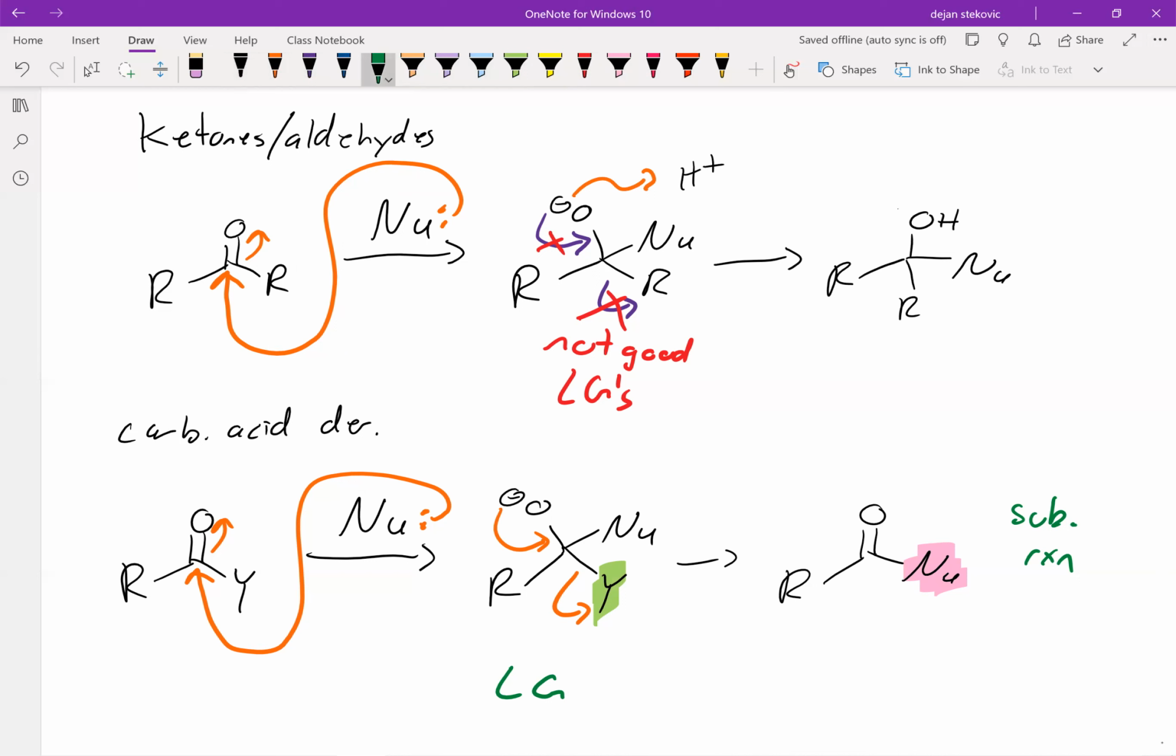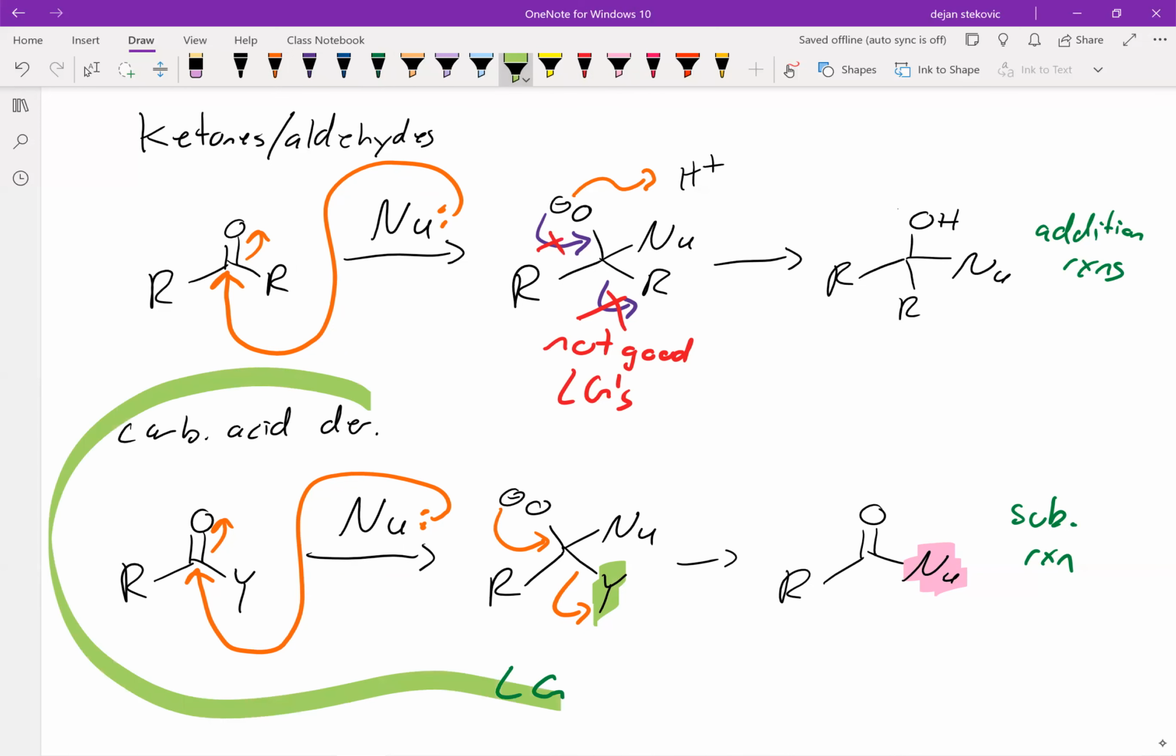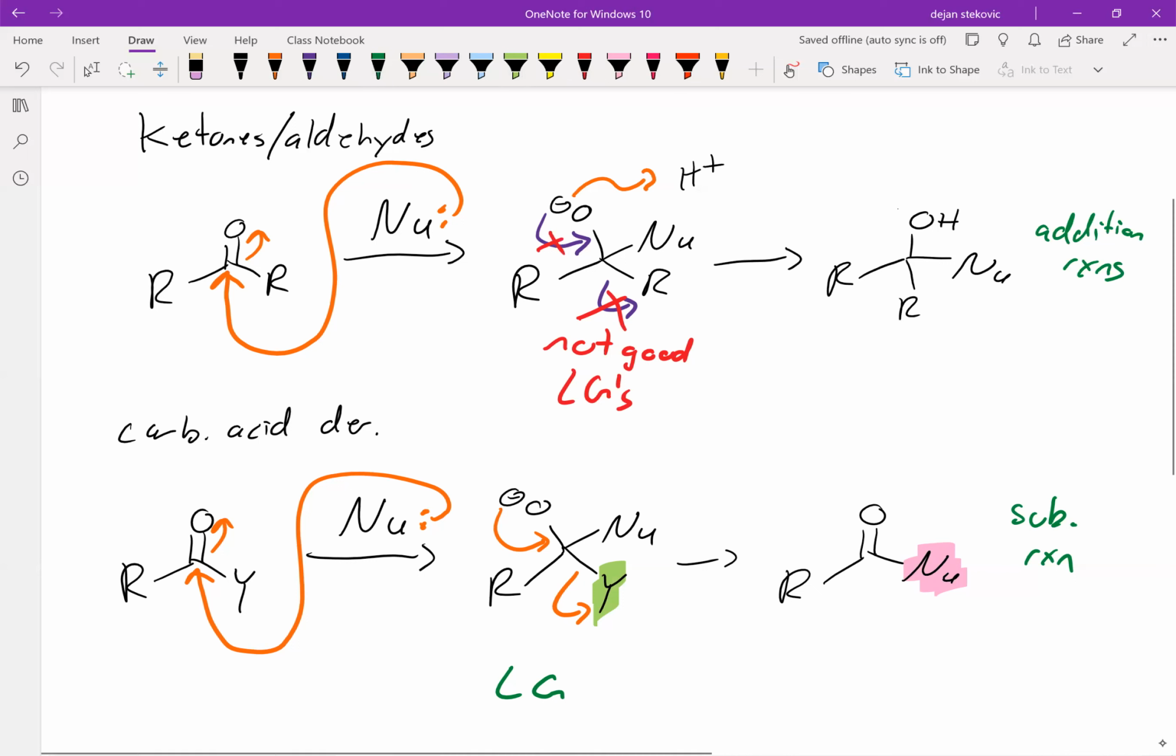Right, so notice up here what we've done is an addition reaction. We've just added things to our compound, whereas below we've replaced one thing with another. So overall, this general kind of mechanism is, we're just going to basically repeat this again and again and again with some slight changes.